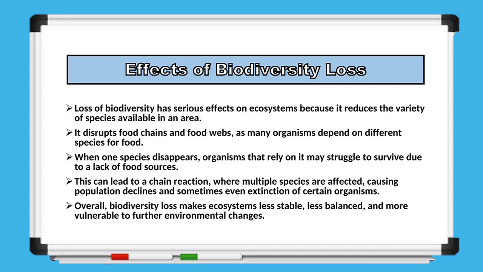It disrupts food chains and food webs because many organisms depend on different species for food and survival. If one species disappears, the organisms that rely on it may also decline, creating a chain reaction throughout the ecosystem. In some cases, this can even lead to the extinction of additional species. As biodiversity decreases, ecosystems become less stable, less balanced, and more vulnerable to environmental changes.